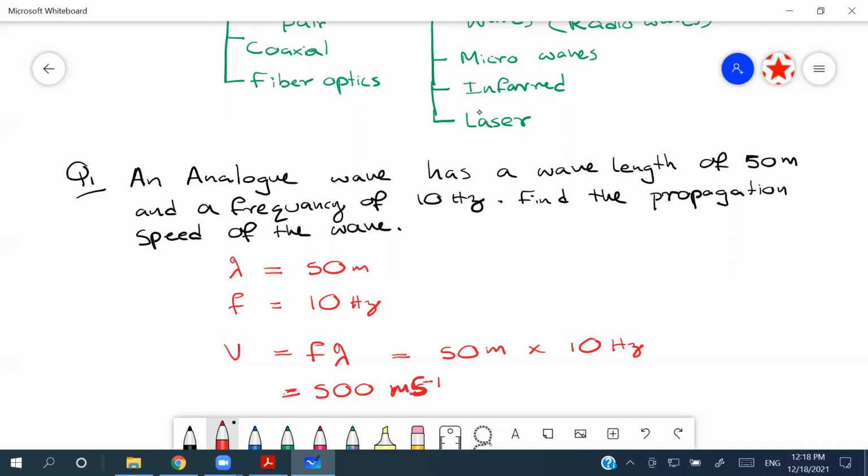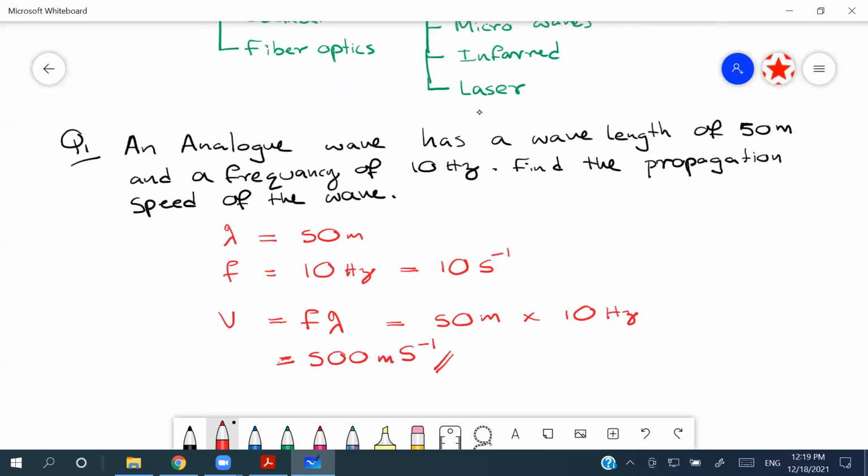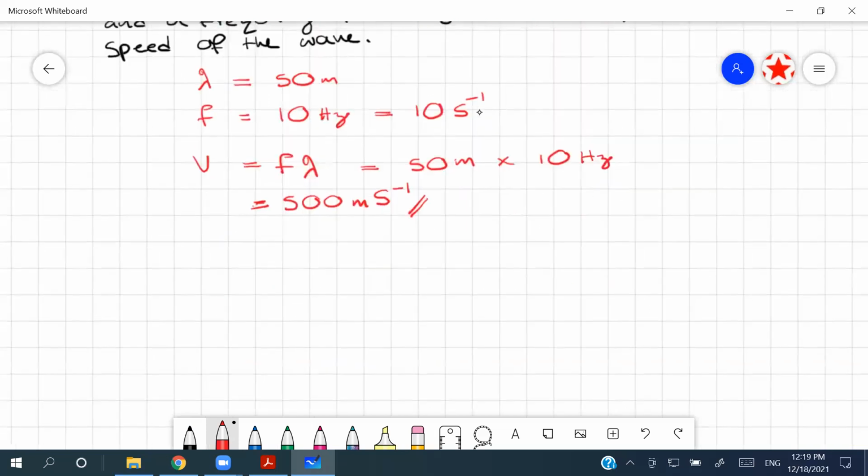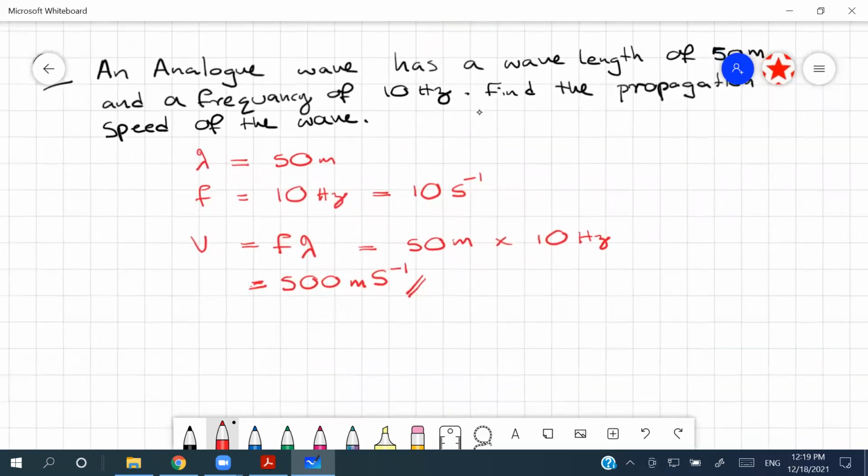Right, S is a capital one, people over there. M is simple, S is capital, so it should be something like this. Why is S minus 1 there? Hertz is equal to S minus 1. Right? So that's simple, right? And let's see whether you will be able to figure this one out.